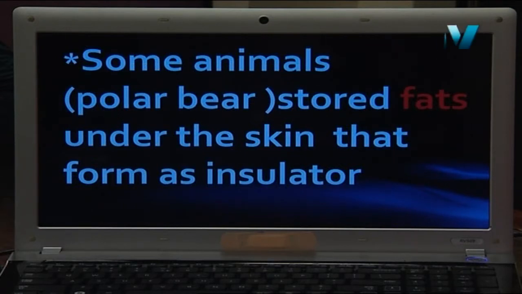Some application in lipid in our life. Some animals such as polar bear store fat under the skin that form as insulator. احنا عارفين طبعا ان الكائنات اللي عايشه في البولار اريا لما نيجي نبص على البولار بير هنلاقي ان عنده كميات كبيره جدا من الفات under the skin. What is the importance of this fat? الفات هنا يا اولاد used as insulator.